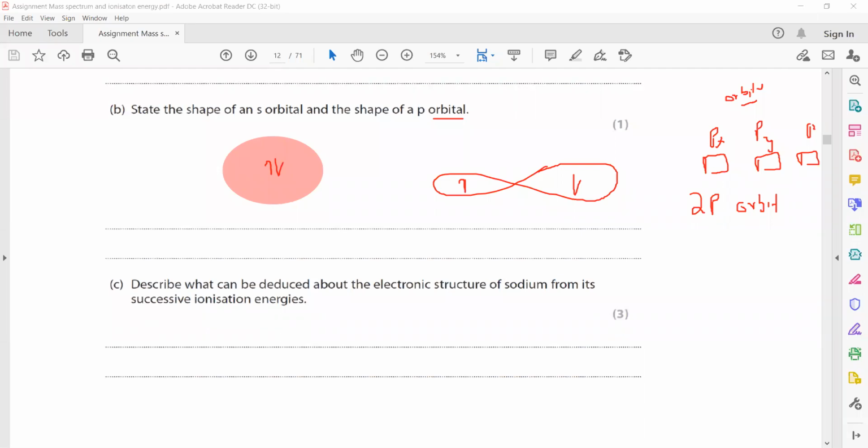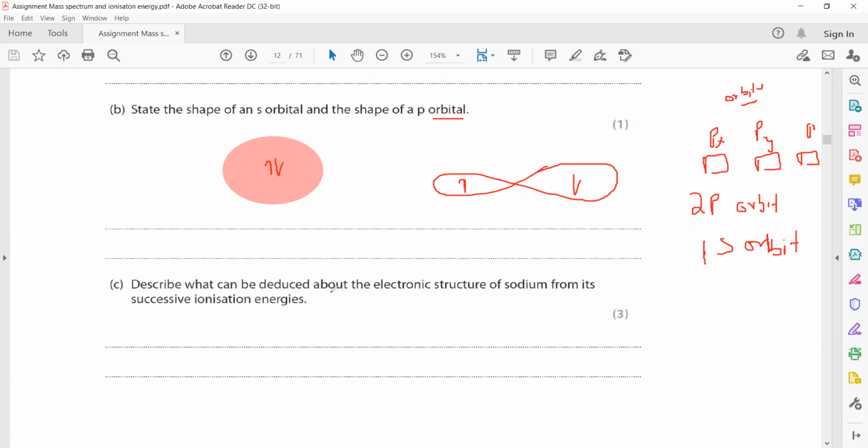About s, both orbit and orbital are used. Like if I say 1s, I will say 1s orbit, or I can use the term orbital because it's the same thing. It can maximum have 2 electrons. But for 2p, I don't say 2p is an orbital. I will say 2px is an orbital, 2py is an orbital, and 2pz is an orbital.